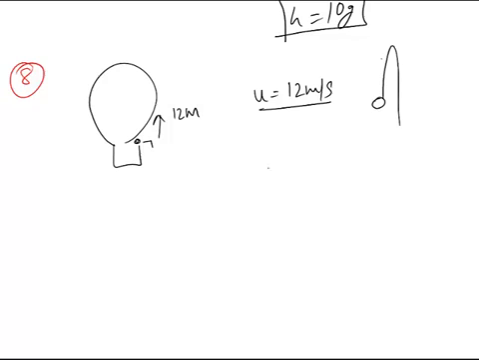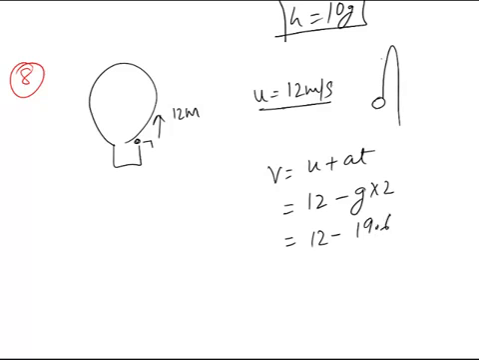So that's quite simple. V equals u plus at. Initial velocity is plus 12. Acceleration is minus g into time is 2 seconds. So if you take g as 9.8, it will get you 12 minus 19.6. That is nothing but minus 7.6 meters per second. So it has already turned after 2 seconds and is moving with a speed of 7.6 meters per second.